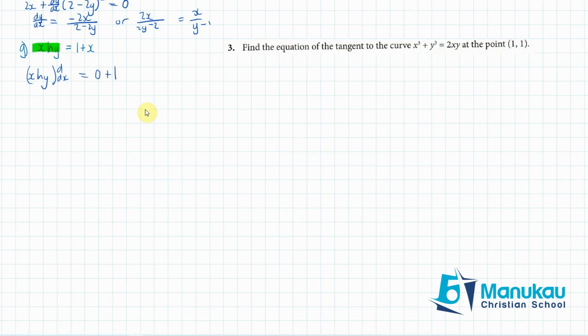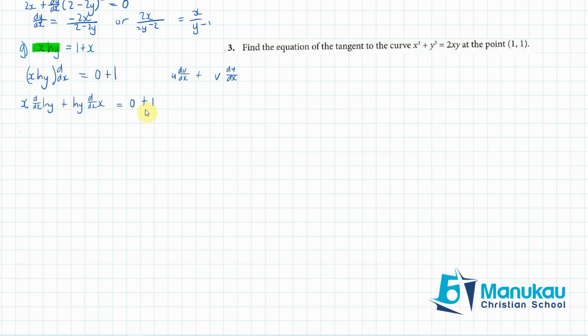Now, let's have a look at this left-hand side. Remember our product rule is u dv dx plus v du dx. Okay, so in this case, u is our x, and then we're going to be applying our d dx to ln y, plus v, which is ln y, and then we're going to be applying our d dx to x, right? So that's my next line.